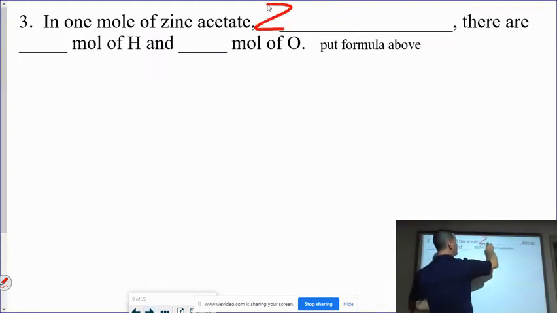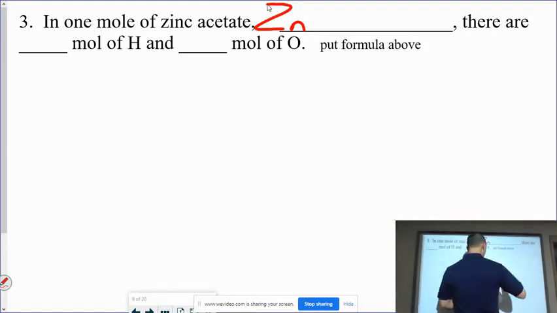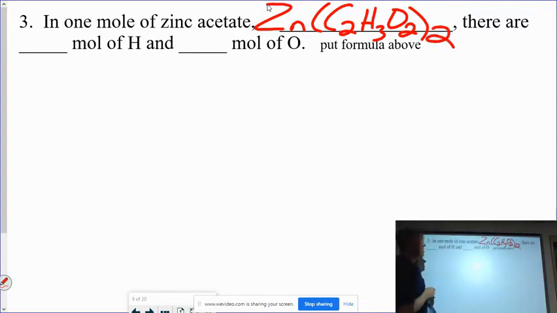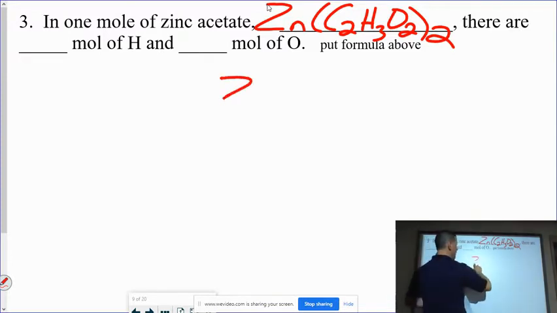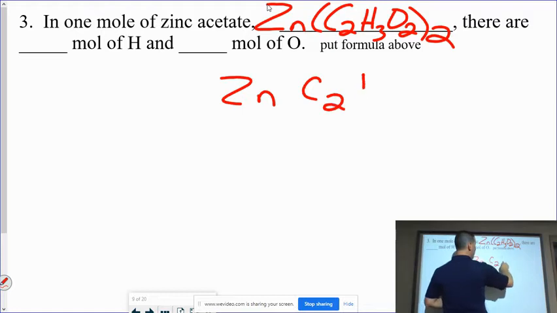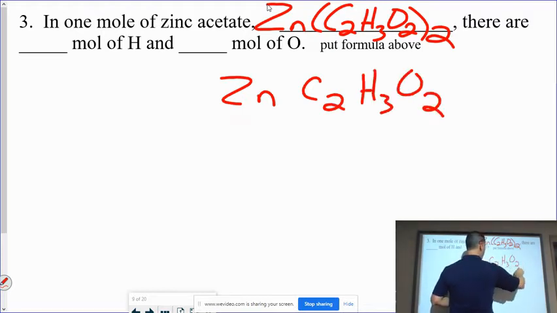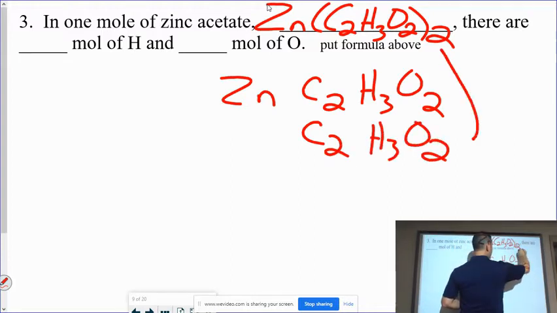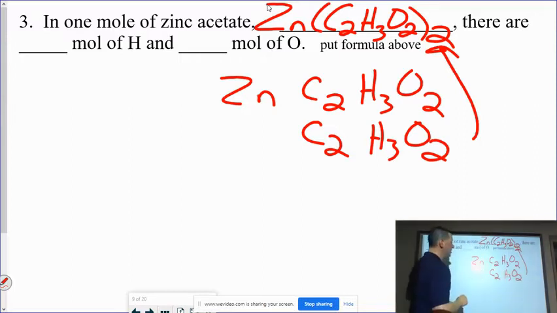Zinc acetate, so here's zinc, and zinc's got a 2 positive charge. Acetate is C2H3O2, and that's got a 1 negative charge, so I need 2 of these acetates to balance it out. There are how many moles of hydrogen? Well, this is like writing Zn C2H3O2 and have yet another acetate, C2H3O2. That's what this subscript of 2 is telling us. So in there would be 6 moles of hydrogen, and there would be 4 moles of oxygen.